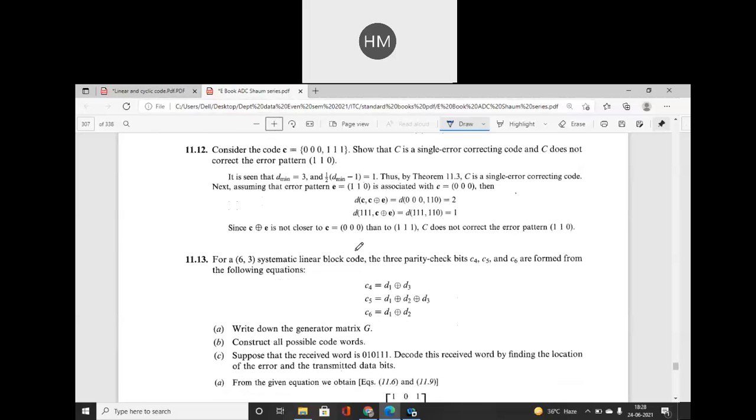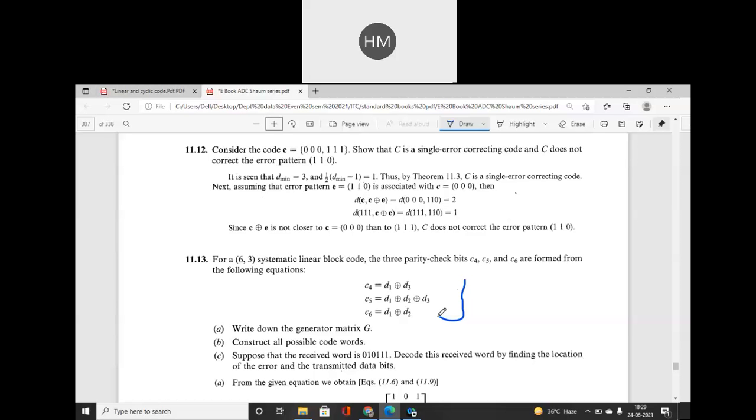For a (6,3) systematic LBC, the three parity check bits are formed from the equation given here. These are the equations given to you. Please write down. Okay, parity check bits ki equations are given to you. Now what you have to do, you have to find part A. Write down the generator matrix G. Find G. Part B, construct all possible code words.